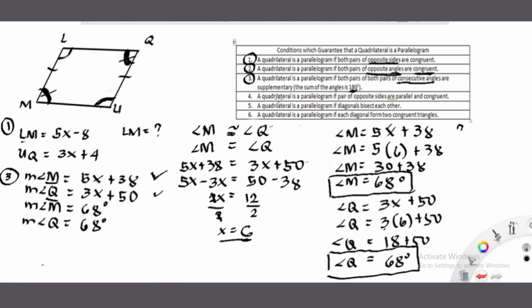Alright? Or of a parallelogram. So we applied the different conditions or properties of a parallelogram with respect to the sides and angles para ma-solve natin yung problem numbers 1 to 3. So let's have another more example.